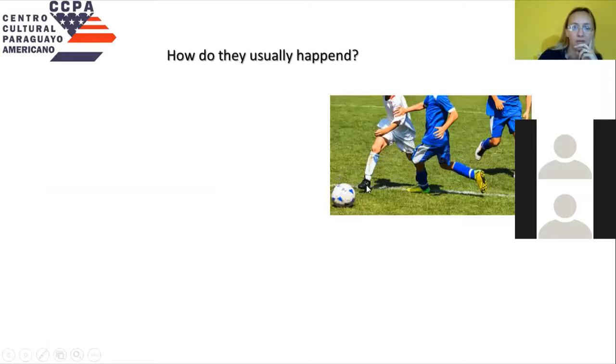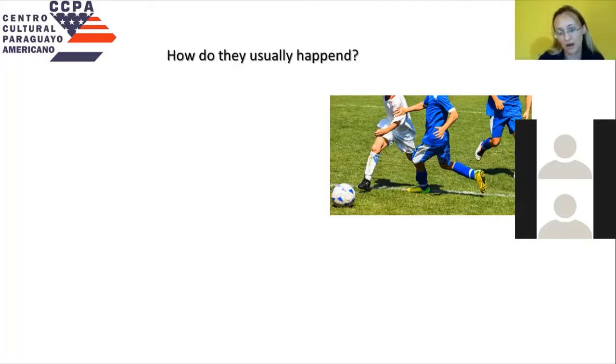Okay. And how do they usually happen? How do you think they usually happen? No, injuries and accidents are not the same, but what I'm trying to explain is that in this case, we can say that they are synonyms because you were doing something when an accident happened. For example, you cut your finger or you broke your arm, things like that, okay? So how do they usually happen? So I already put the picture. How do we usually get injured?